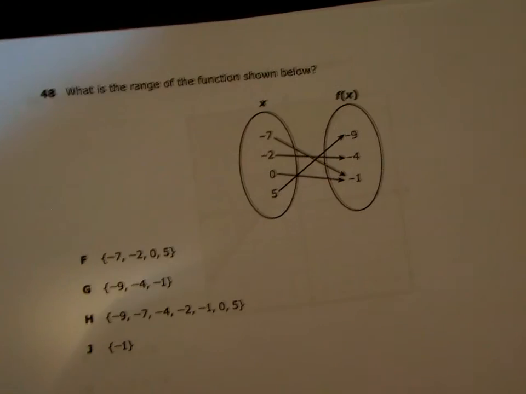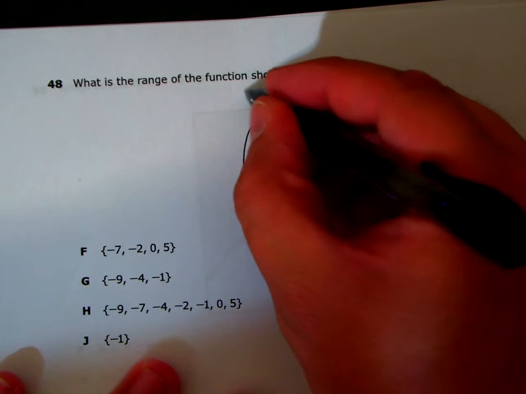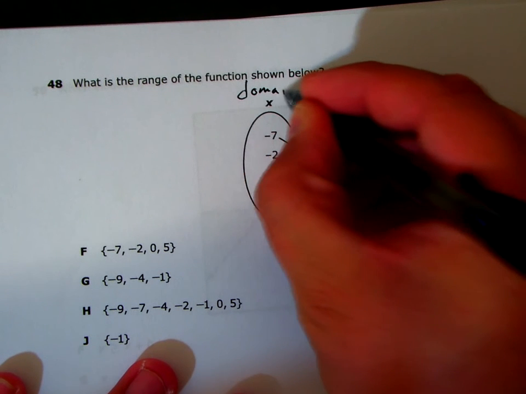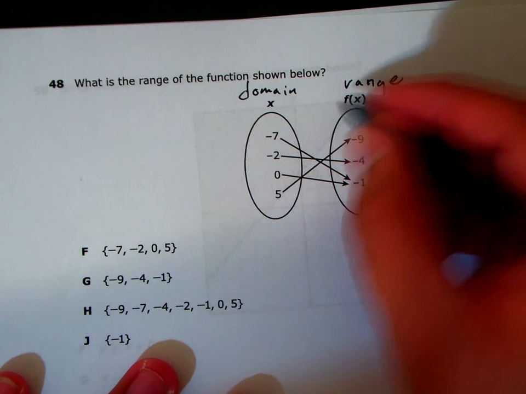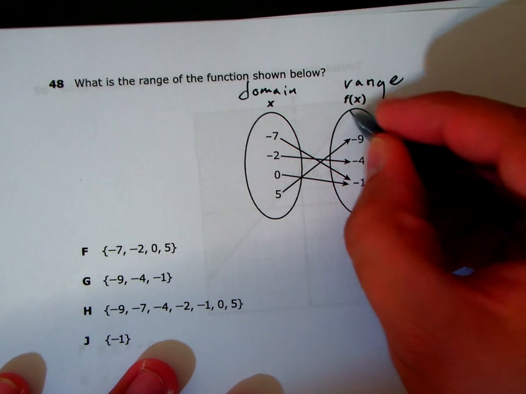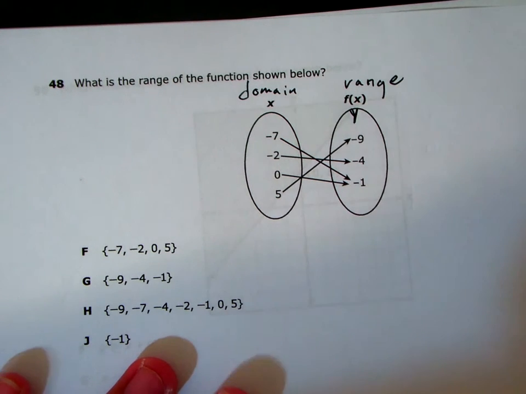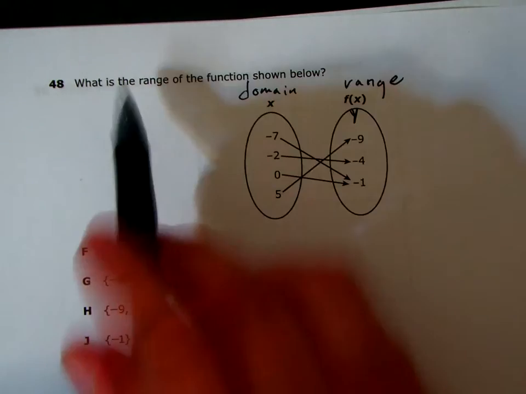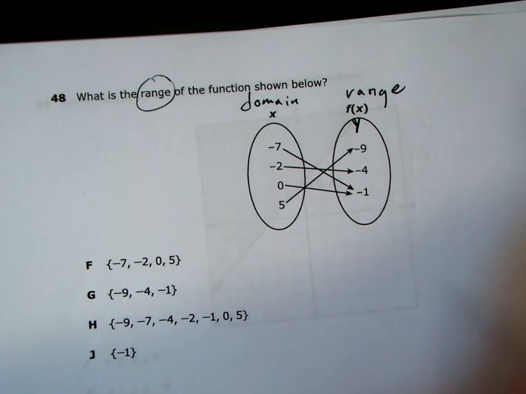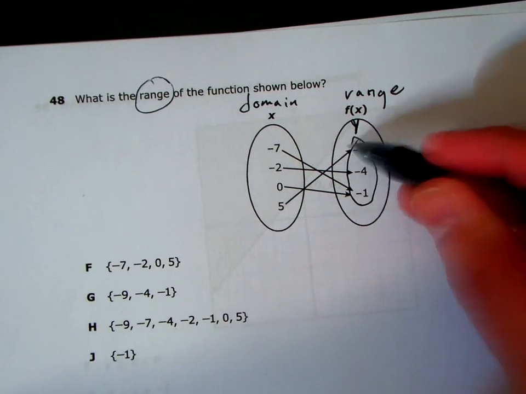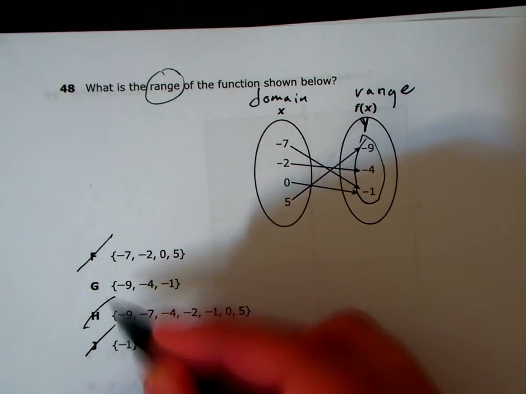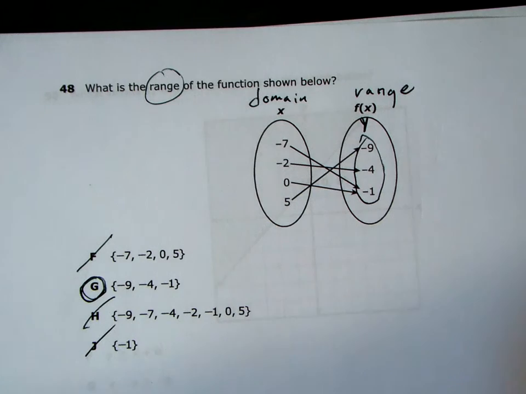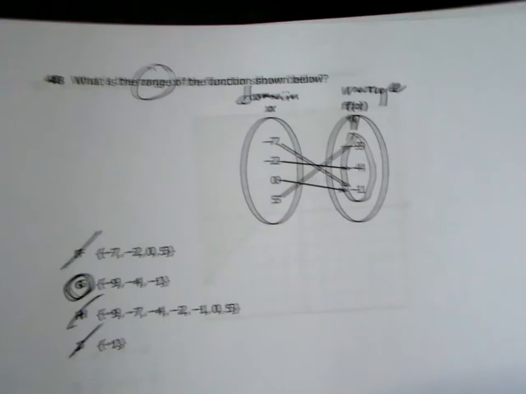Okay, here the left side is called your what? Domain. The right side is called your what? Range. Right? So it's basically your Y. It's not there, but it's basically your Y. So it says, what is a range? So they want to know all these numbers. Which here have all these numbers? It's going to be G. The range is all your Y's.